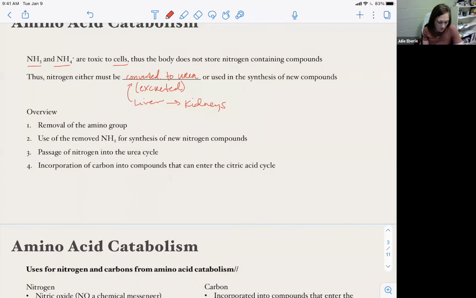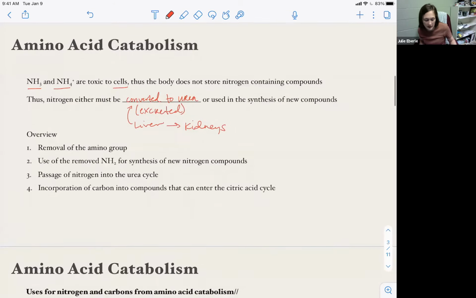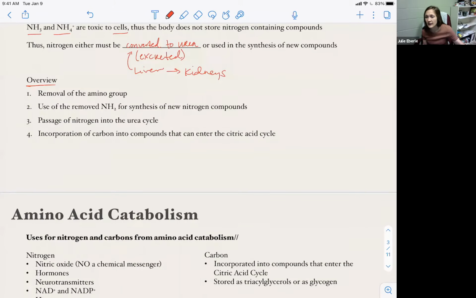All right, so this is the slide that I said I added. So you don't have this if you are using just your original slides, but this is just an overview slide. What we're about to get into, here's the steps of amino acid catabolism. The first thing we're going to do is take off the amino group. So there's a specific reaction, specific enzymes for that. Then we're going to use the removed amino group for the synthesis of new nitrogen compounds. So the next slide tells you several compounds that can be used for.